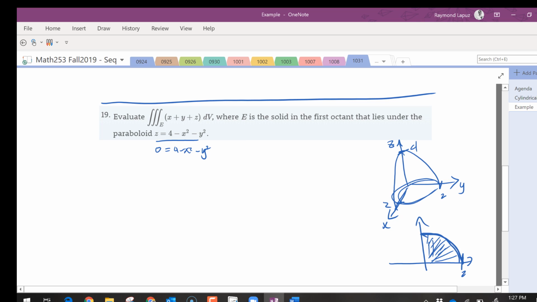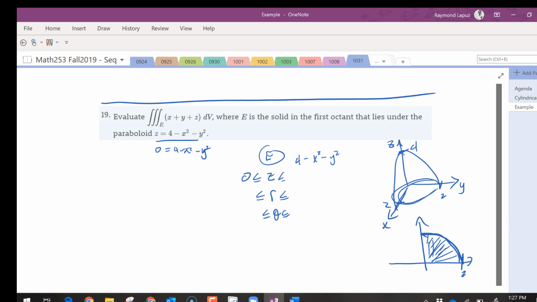Okay, so we're pretty much set to figure out our E, our solid. We're going to find limits for z and then r and theta. So z is going to go from where? It's in the first octant, so I'm assuming 0 is going to be the lower limit. And what's the upper limit? The paraboloid, right? I'm going to write it up here for a minute.